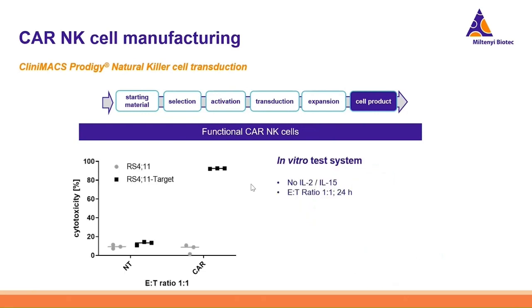So if we co-incubate NK cells with either a cell line that doesn't have the target or has the target, with the non-transduced cells there is a baseline of killing, but the CAR NK cells are able to kill efficiently the ones that have the target.